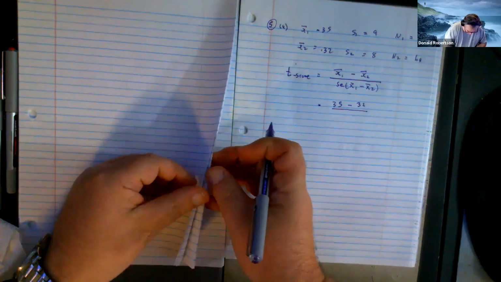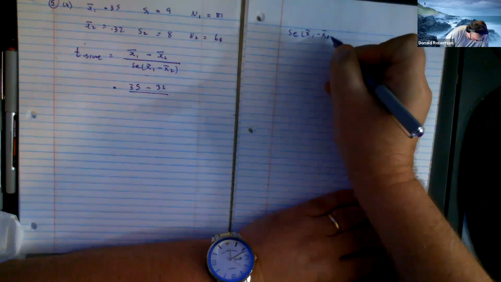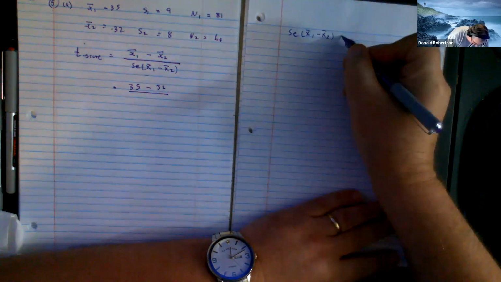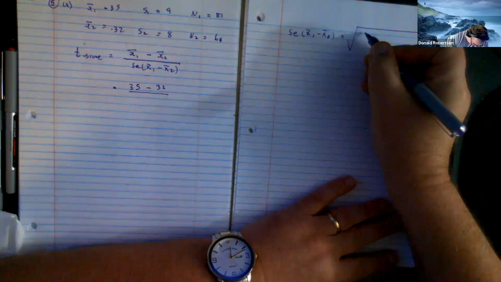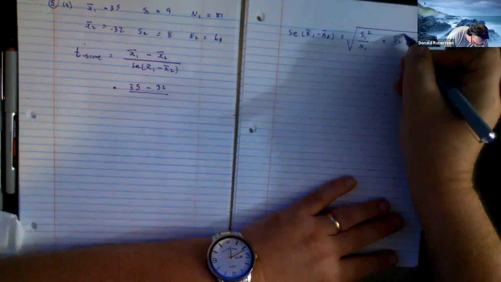Now, in this case, X1 bar is 35 and X2 bar is 32. And then there's this guy called the standard error, and I'm going to do him separately over here because he has his own formula as well. Now, to get the standard error for the difference between two means, it's the square root of S1 squared over N1 plus S2 squared over N2.